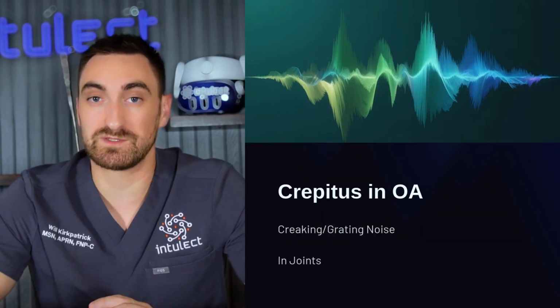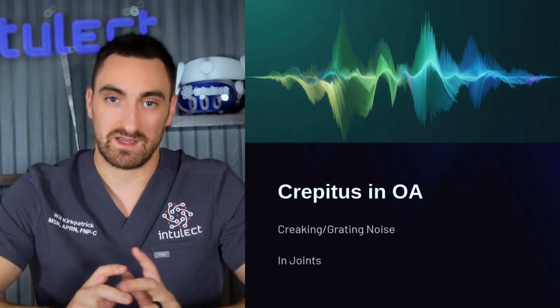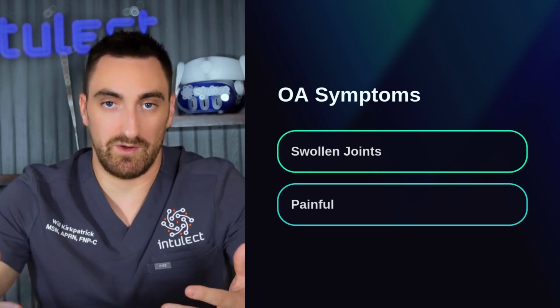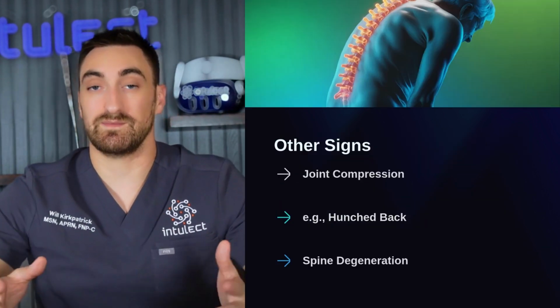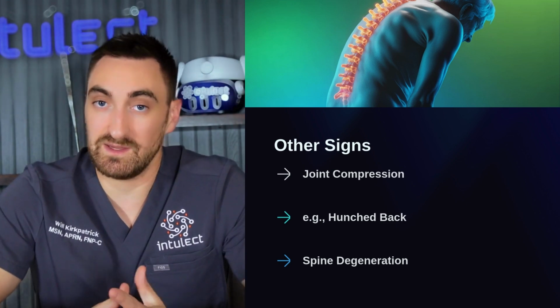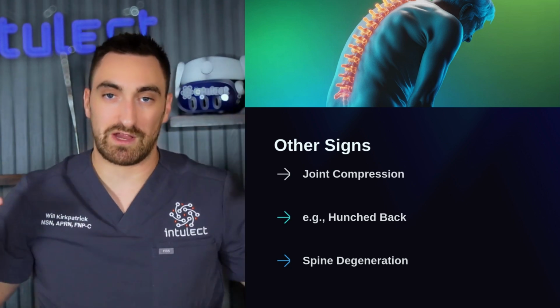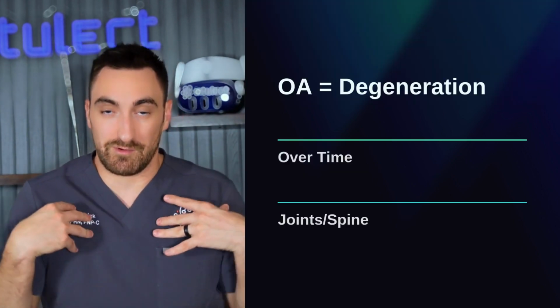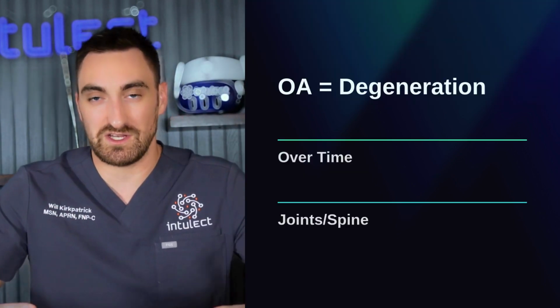There might be crepitus, which is the creaking, grating noise that you might hear in the joints. Of course, the joint is going to be swollen and painful. Other signs that may be related to this, if patients are complaining of left-sided knee pain, for example, but they also have compression of the joints. So they might have a hunched back, which is the compression of the spine. So it's a degeneration of joints over time.